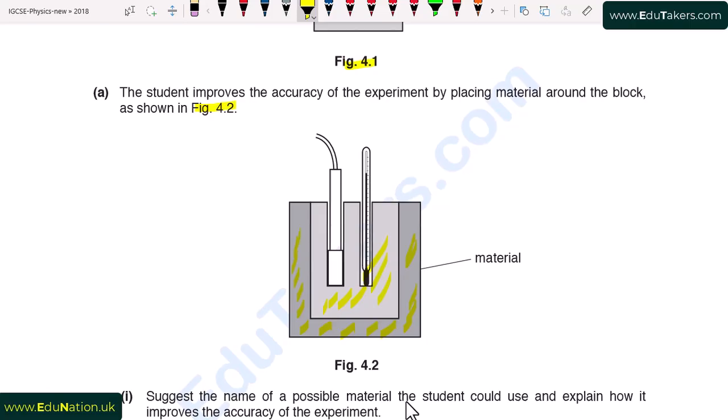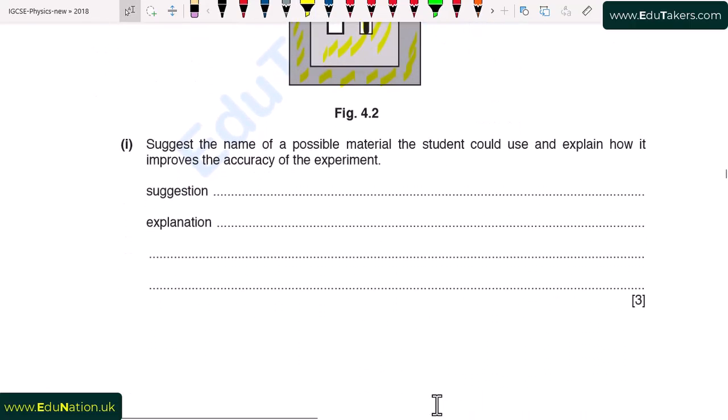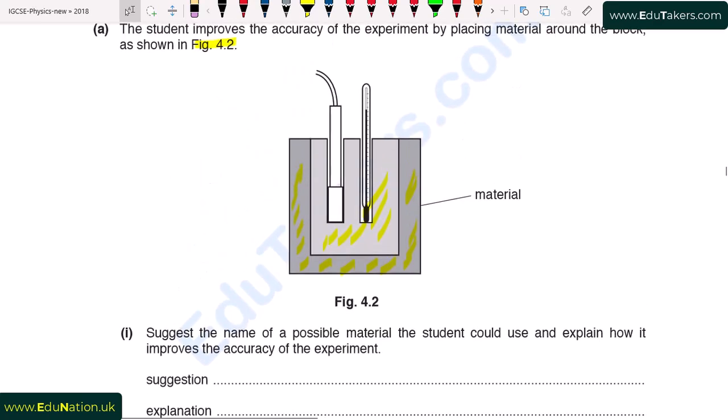So this is a material that is around this block. Part 1. Suggest the name of a possible material the student could use and explain how it improves the accuracy of the experiment. So first of all we have to tell the name of this material and explain how the student can improve the accuracy of this experiment.